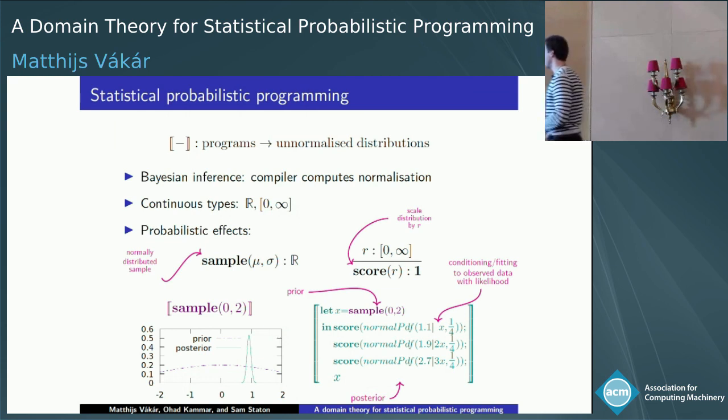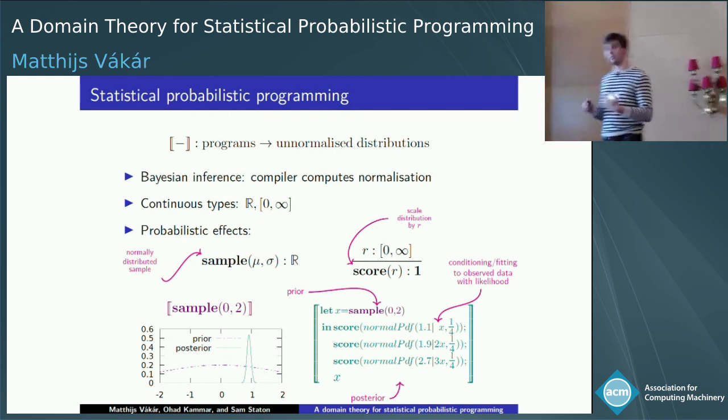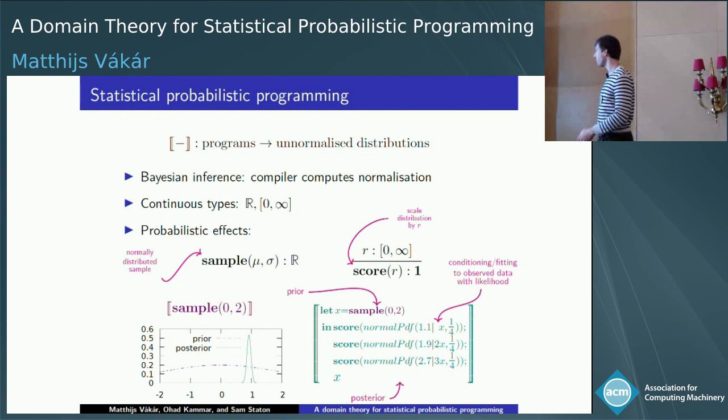Right. So the idea is, semantically, a program written in one of these statistical probabilistic programming languages represents a kind of unnormalized joint probability distribution over both the data we observe and the parameters that you're trying to infer. And the idea of the inference engine in the compiler is that it calculates a kind of normalization. Namely, it calculates the posterior distribution from this joint distribution, which amounts to a kind of normalization. Right, so that's sort of the semantics of these languages, roughly.